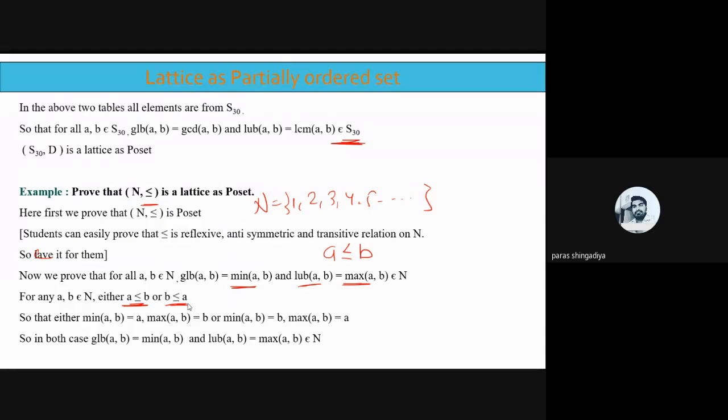ठीक है, आपका आंसर क्या मिल रहा है कि कोई भी आप A, B चूज करो। ठीक है, minimum of A, B आंसर क्या आ रहा है? That is A. ठीक है, maximum of A, B क्या है? That is B, for the case 1, और case 2 में आंसर क्या आ रहा है? Minimum of A, B is equal to B और maximum of A, B is equal to A. तो आपने A, B कहाँ से लिए?